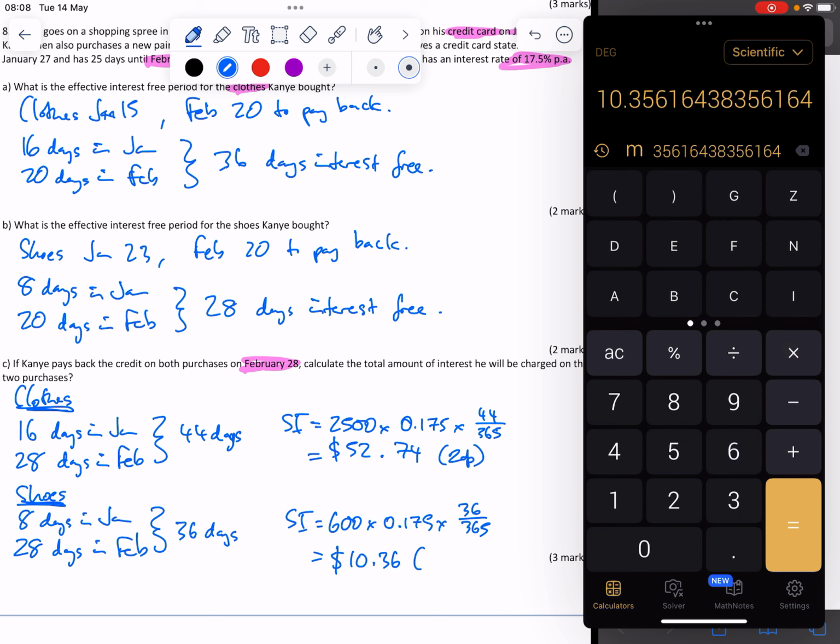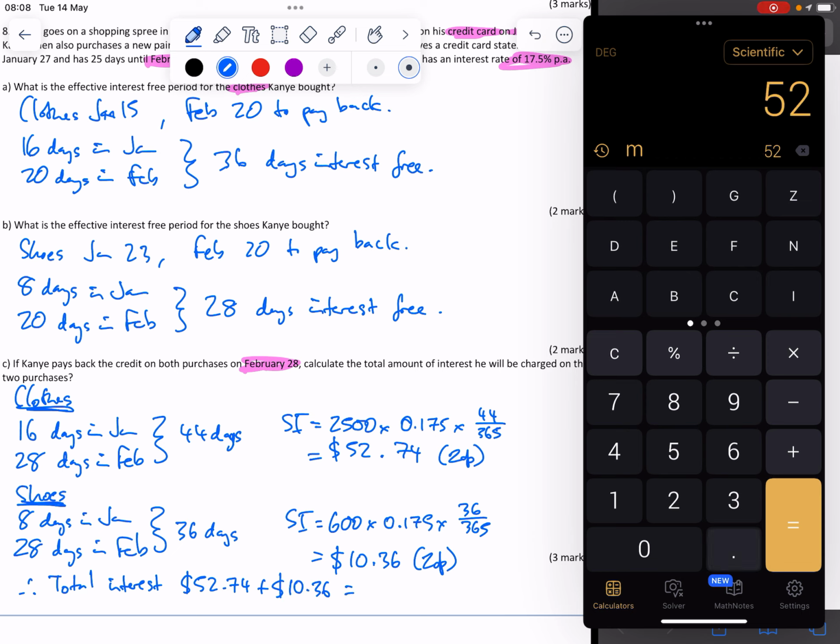So how much interest charged, therefore total interest: $52.74 plus $10.36, $63.10. Interest is charged.